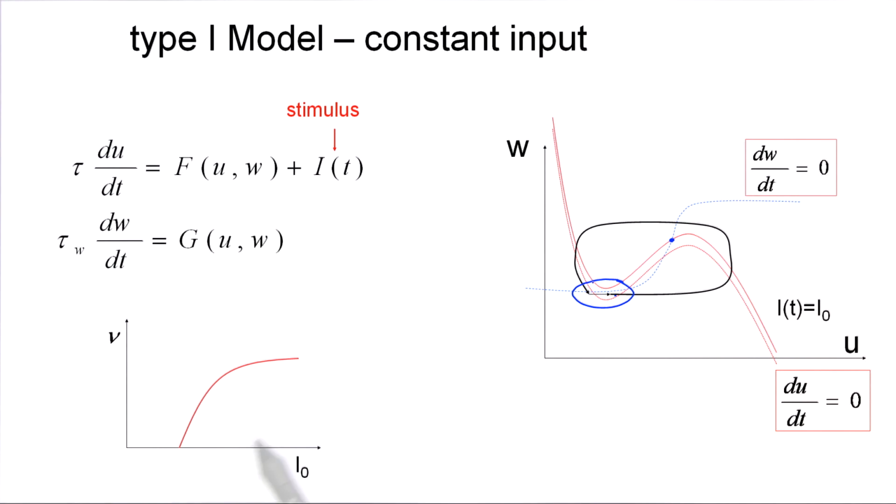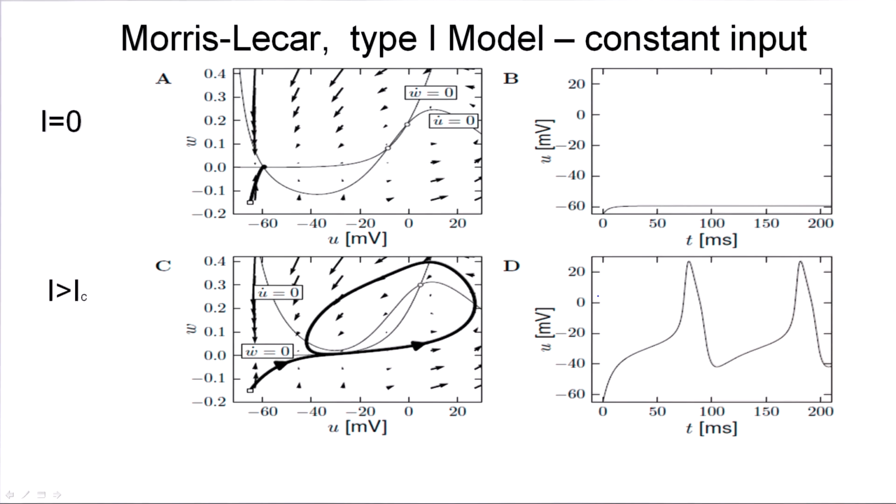That means the frequency of the limit cycle is very small. And right at the bifurcation point, at this critical current, the frequency goes to zero. The system spends a very long time in the neighborhood of the ruins of the fixed point. So the fixed points here have gone, but the ghost of the fixed point is still around. Now this low frequency firing is characteristic for a type 1 neuron model.